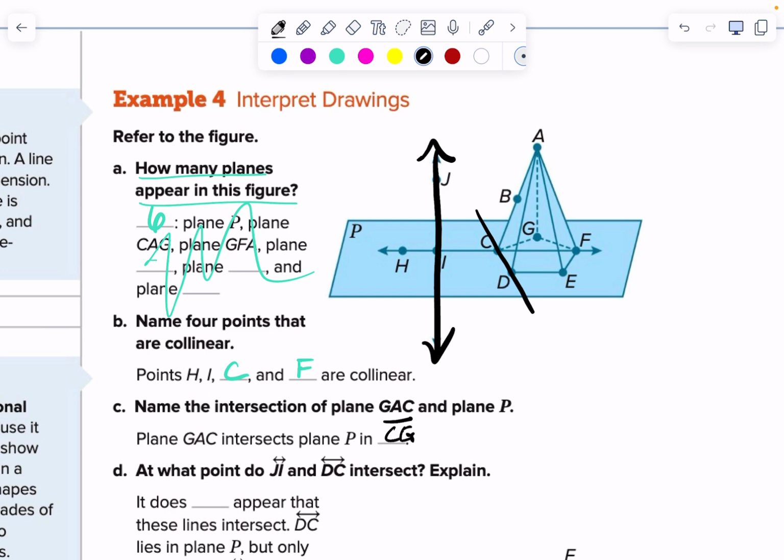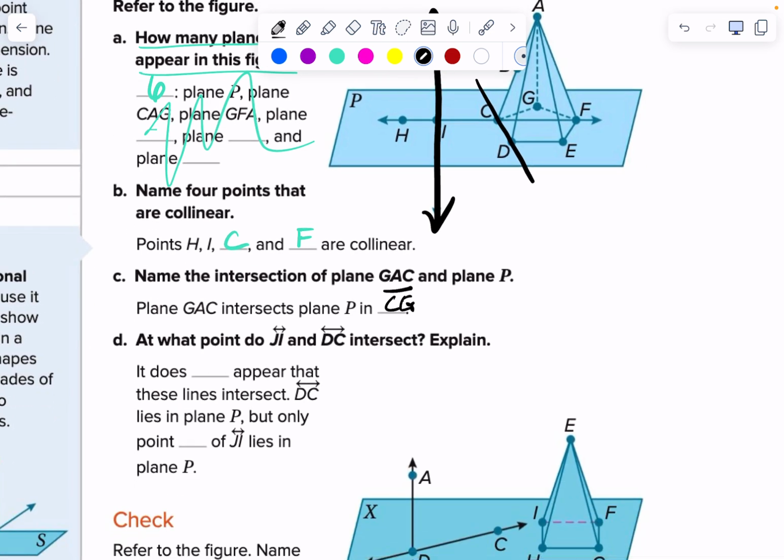This is hard to see, right? This is hard to see 3 dimensions on a 2-dimensional sheet of paper. Because if this keeps going, it looks like they intersect, but they do not, because it's this guy, right? And they're not going to touch each other, right? Okay. So what's the answer? At what point do they intersect? They don't. It does not appear that the lines intersect. Okay?